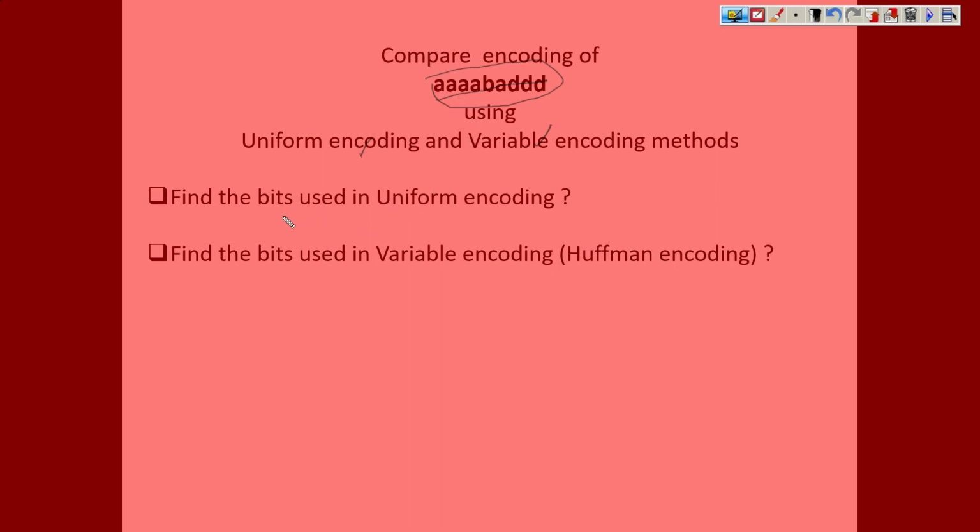So the question is, find the number of bits when we use uniform encoding to represent this particular string, or how many bits are used for variable encoding, and we are using the Huffman encoding method. So already we have discussed how to find the number of bits in the uniform encoding and variable encoding. So here is the solution.